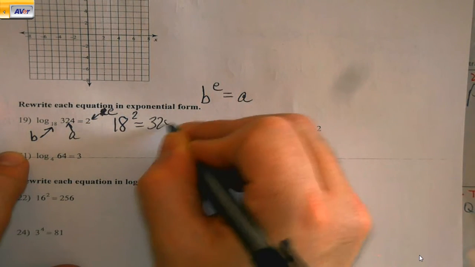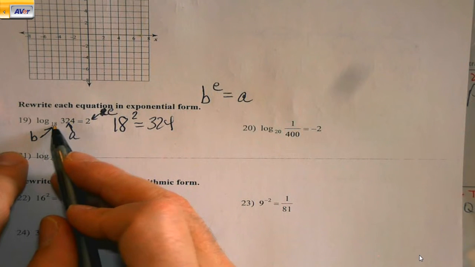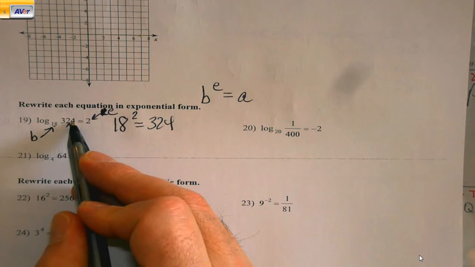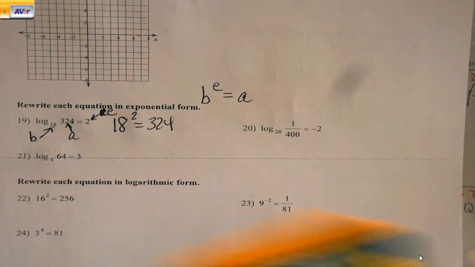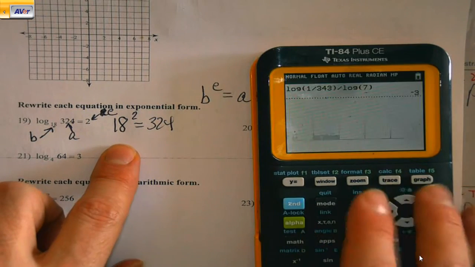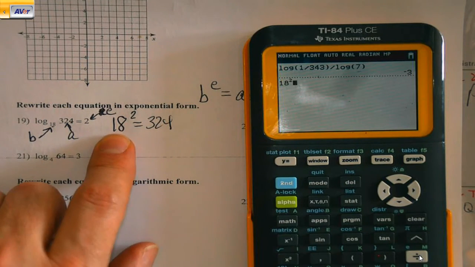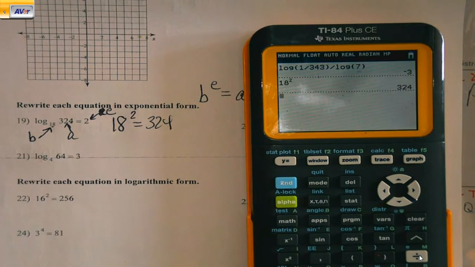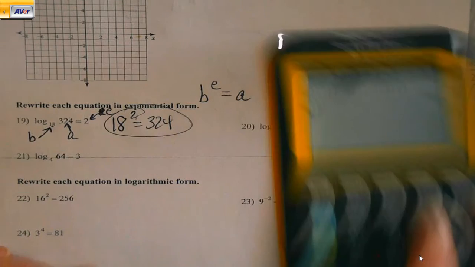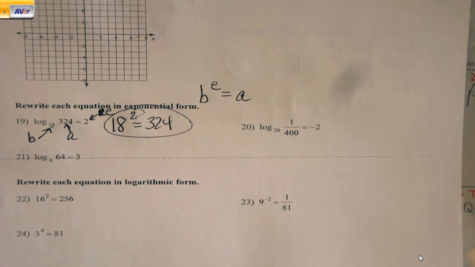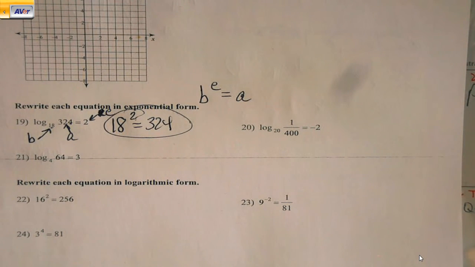We talked about this yesterday because we're trying to figure out 18 to what power is 324. And so if I wrote this correctly, mathematically it should work. I should be able to type in 18 squared in my calculator, and I better get 324. And I do. So I know I did it right. Now, if you type in something sometime, let's say you type in 324 to the second equals 18, that's probably not going to work out real well.